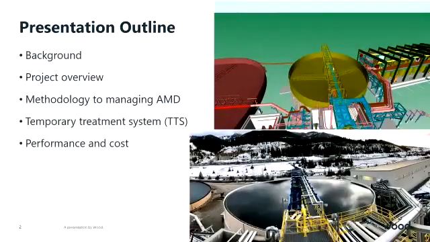So to get through the project, I'll go through some background on the mine itself, the Bunker Hill mine, spend a little bit of time on the old central treatment plant prior to the upgrades, and go through the overview of the upgrades project to provide some context around the challenges we had to face and some of the constraints on site that we had to work around. We'll go into the methodology we used to manage acid mine drainage during the upgrades project, including the use of temporary equipment, which we called the temporary treatment system, and wrap up with some performance and cost for consideration as it may apply to other sites.